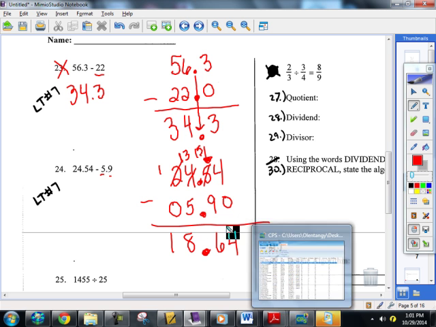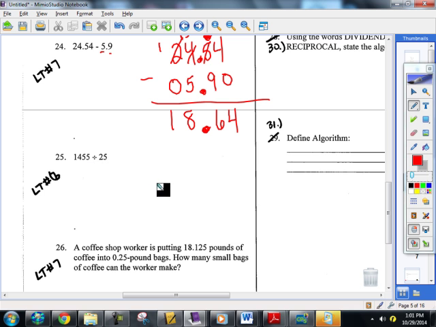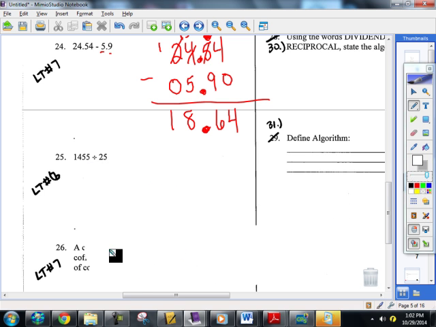Everybody got it? All right. Number 25. Okay. There was some confusion about this one last period. People were arguing with me about the answer for some reason. So let's do it now.